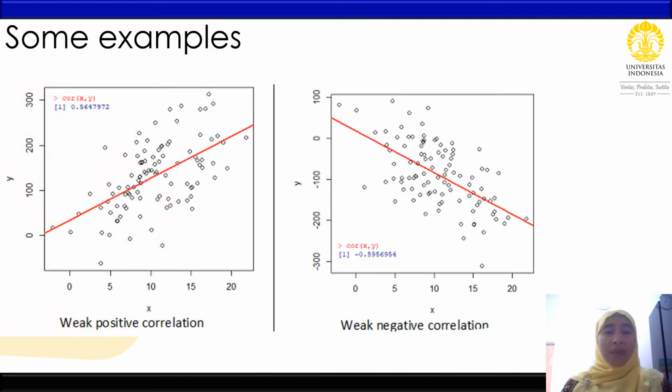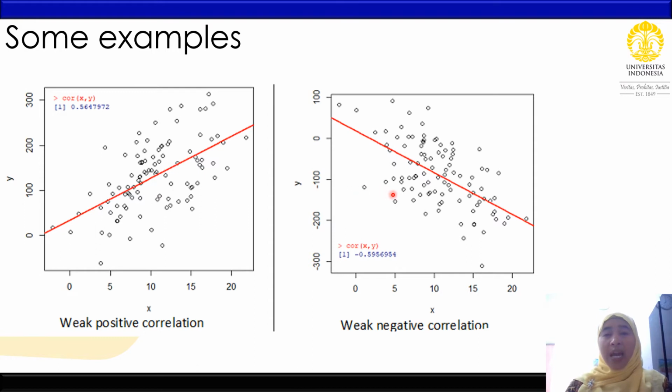Now we look at some of the examples. Here are the visualizations of scatter plots between x and y for some hypothetical data. Here on the left side, we see that it is kind of linear, although it's not really strong, and as x increases, y also increases. So here, if we do the calculation, this result is based on R package, we get the calculated correlation is 0.5647972, and it shows a weak positive correlation.